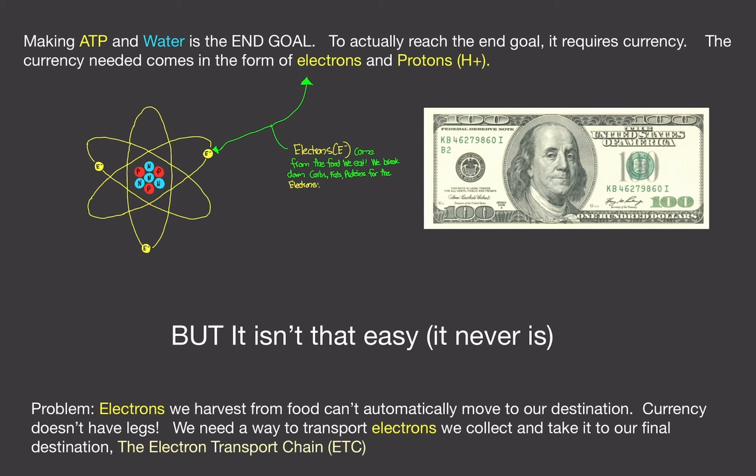But it isn't that easy. It never is. Here's the problem. Electrons we harvest from food cannot automatically move to the destination, as well as protons. They cannot move. Electrons and protons just cannot move to anywhere they want in the body. Currency doesn't have legs. So we need a way to transport these electrons we collect to our final destination, the electron transport chain. So this metabolism pathway that we're going to learn about, glycolysis, Krebs cycle, Cori cycle, electron transport chain, all of this, think of it as basically like a train system.